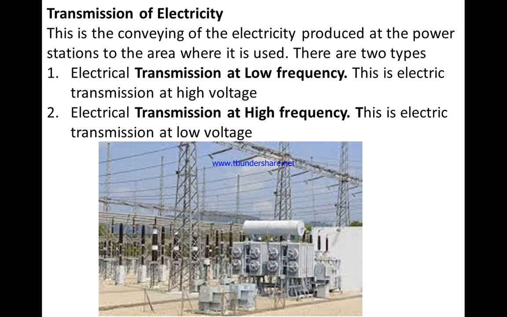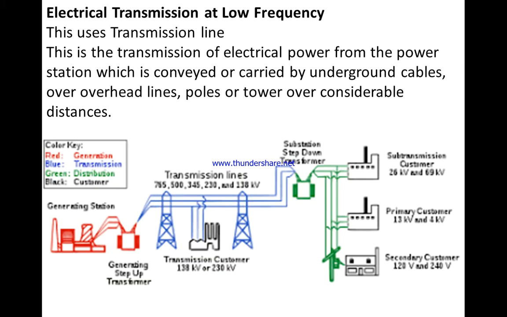Now, in looking at transmission of electricity, as we have said, we have two types of electric transmission. One is called transmission of electricity at low frequency. This is electric transmission at high voltage. And the other one, number 2, is electric transmission at high frequency. This is electric transmission at low voltage. First, let us examine electric transmission at low frequency. This actually uses a transmission line, that is, cables and wires are used to transmit electricity at low frequency, which is at very high voltage.